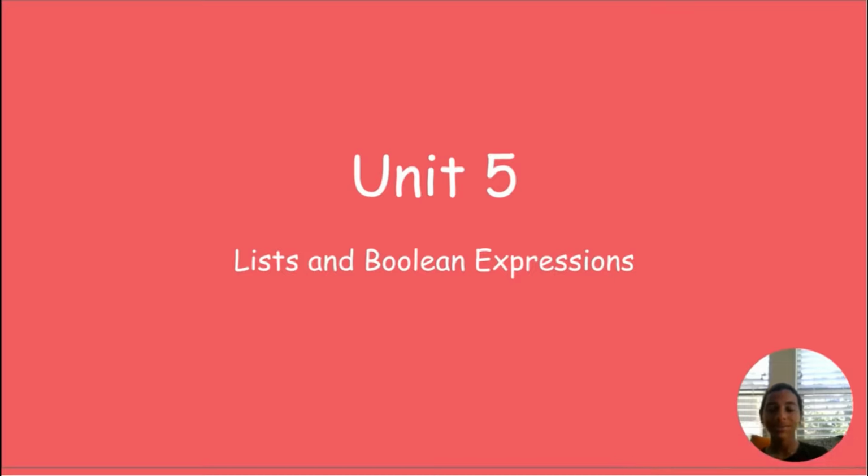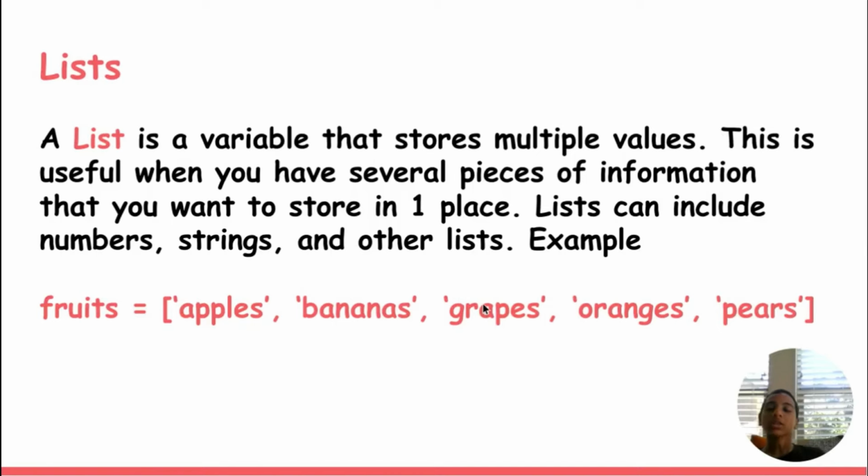Today, in this 5th unit of Python slides, we're going to do lists and Boolean expressions. A list is a variable that stores multiple values. This is useful when you have several pieces of information that you want to store in one single place. Lists can include numbers, strings, and other lists. Here's an example: fruits equals apples, bananas, grapes, oranges, and pears. See, all in the brackets.